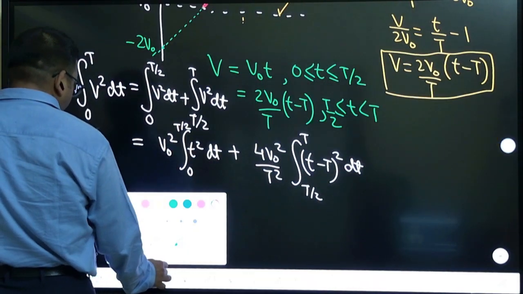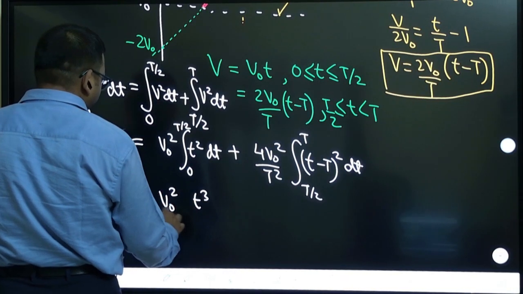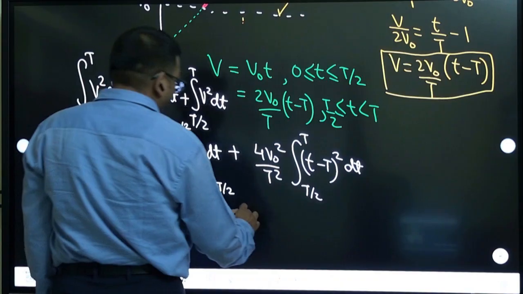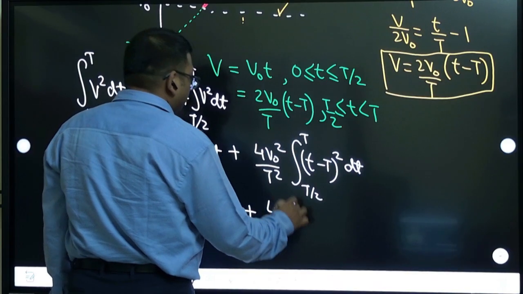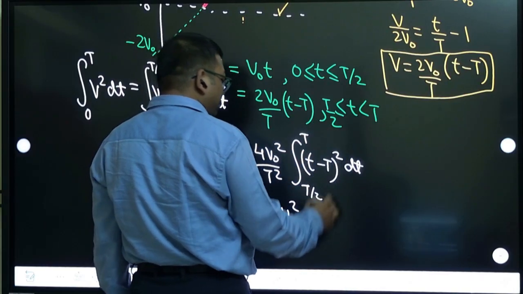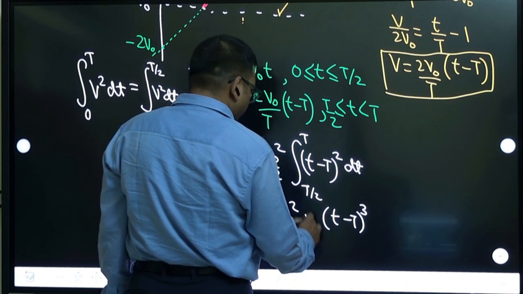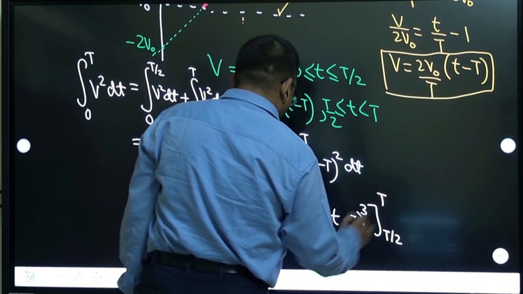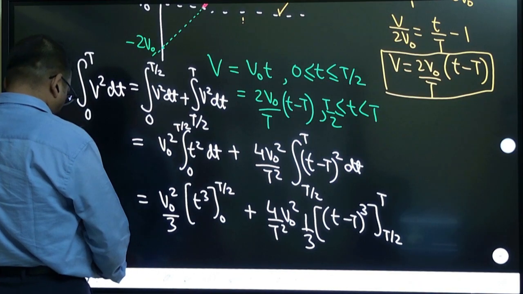Let us check that integration. The integration of V naught square t square is t cube by 3. I will take the 3 here and take the limit 0 to T by 2. Then 4 by T square comes out, V naught square also comes out. Here the whole thing is a square, so you can take the whole power 3, whole power 3 by 3 will come. So I will take the 3 out, and then we have to take from T by 2 to capital T. Let us try to calculate this.